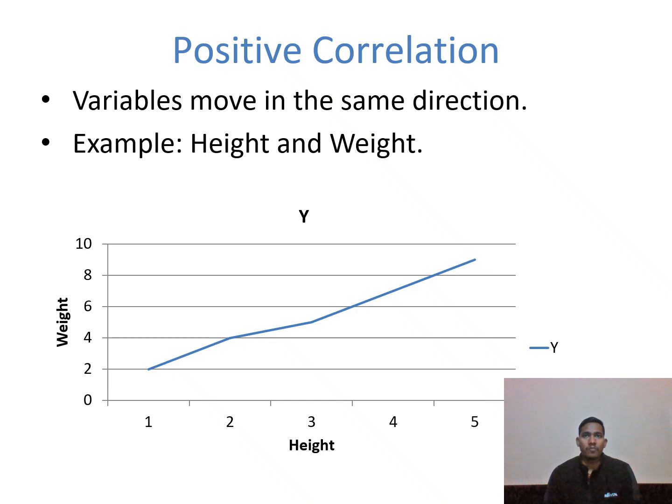Positive correlation. In positive correlation, both variables move in the same direction. If one increases, the other also increases. A common example is height and weight. As height increases, weight generally increases too. You can easily see in the graph here, on the x-axis is height and on the y-axis is weight. As height increases, weight also increases in an upward direction.